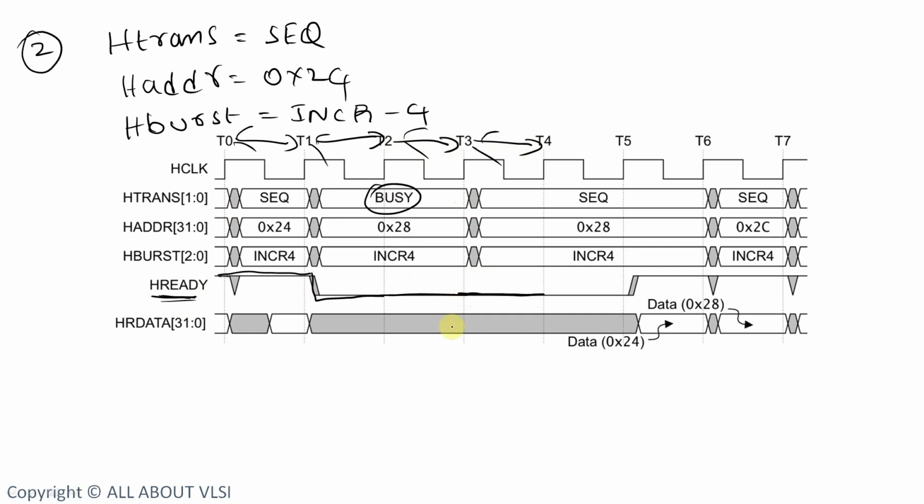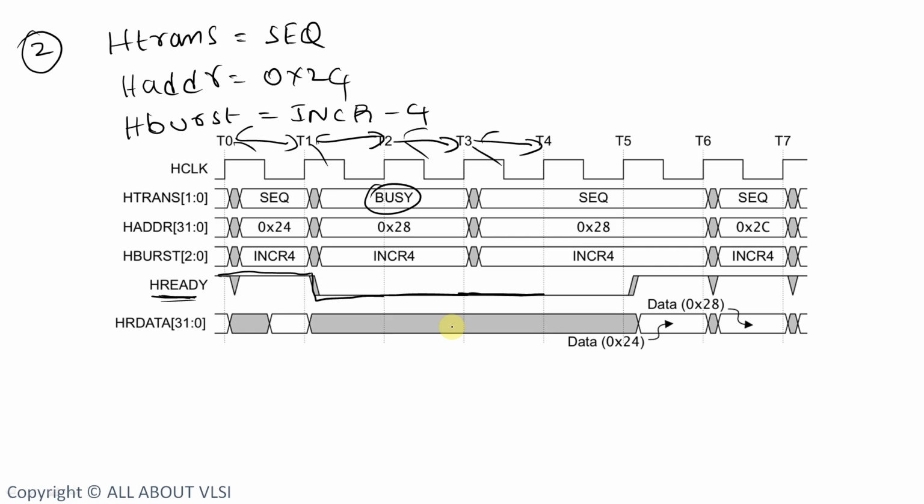Now in the T3 to T4, whenever your HREADY is equal to 0, the master is allowed to change the transfer type from busy to sequential. And if it has changed to sequential, it should be kept sequential. It should not change the transfer type, and if it wants, it can go back again to busy, and it should come back to sequential only.